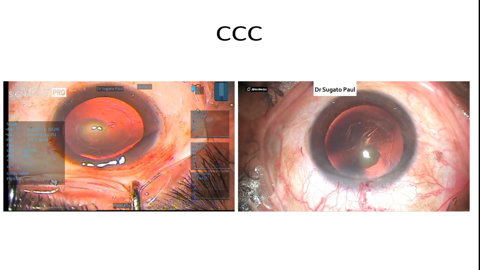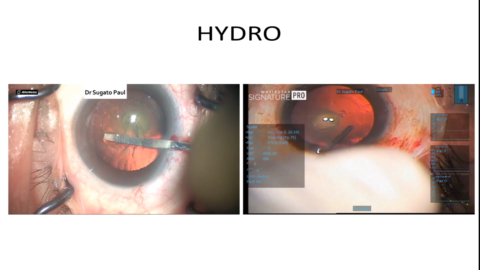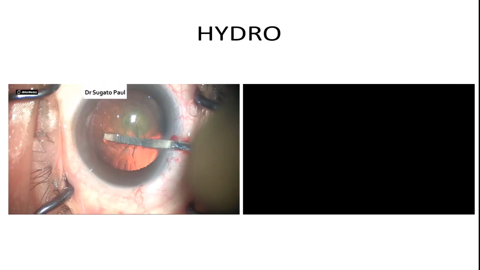Now, the second step is hydrodissection in any case. Hydrodissection is a big no-no for phacoemulsification in PPC. You can do hydrodelineation, but not hydrodissection as a beginner.